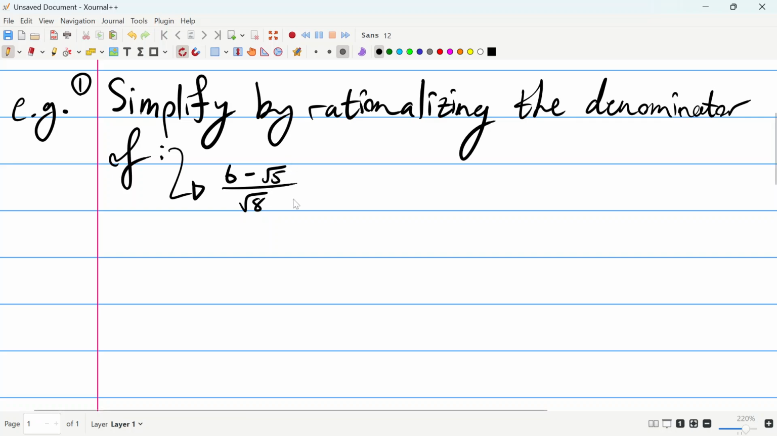Remember, there is a square root over here, right? But we don't care about the square root in the numerator. We more focus on the denominator. Why? Because the question said so. And this is literally the topic, rationalizing the denominator.